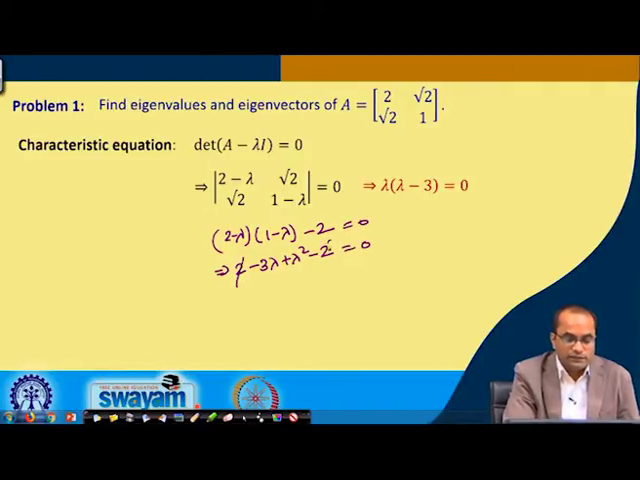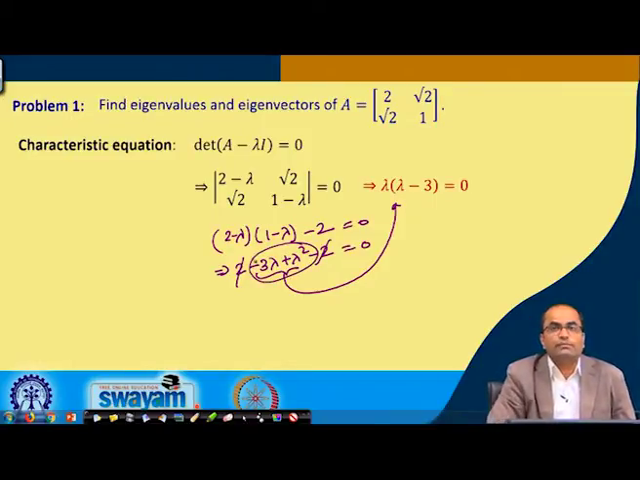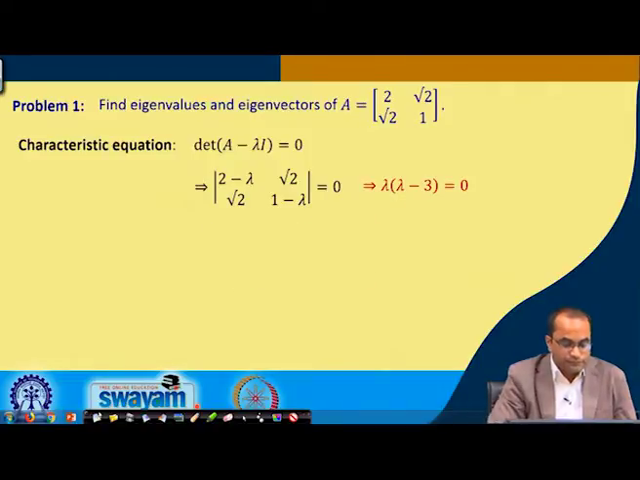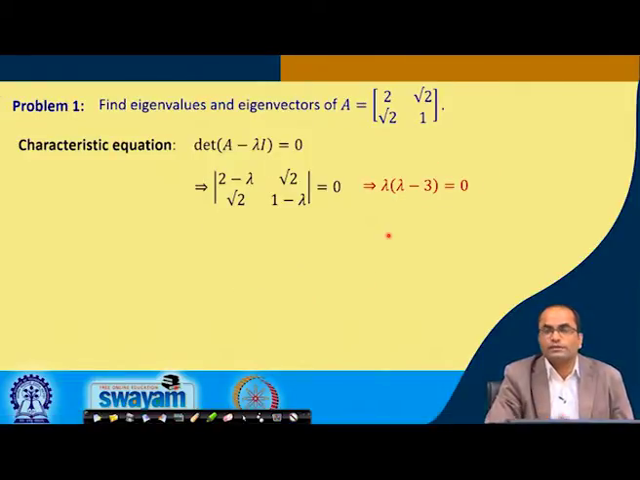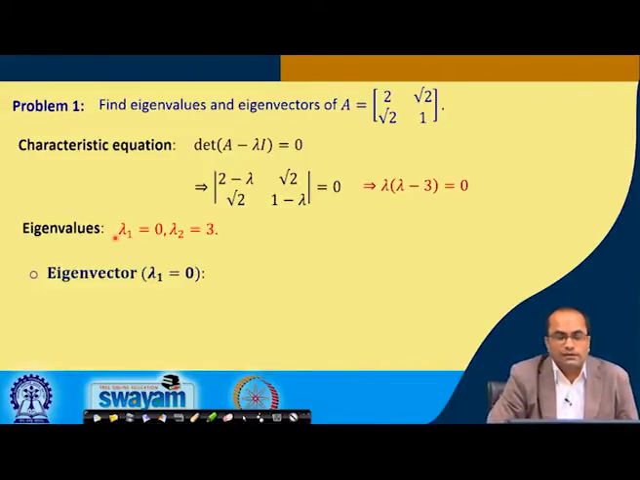So, this 2 gets cancelled and we have exactly this characteristic equation, which is lambda times lambda minus 3. So, here we have this characteristic equation, which tells that there are two eigenvalues, lambda is equal to 0 and lambda is equal to 3. So, the eigenvalues here are lambda is equal to 0 and lambda is equal to 3.